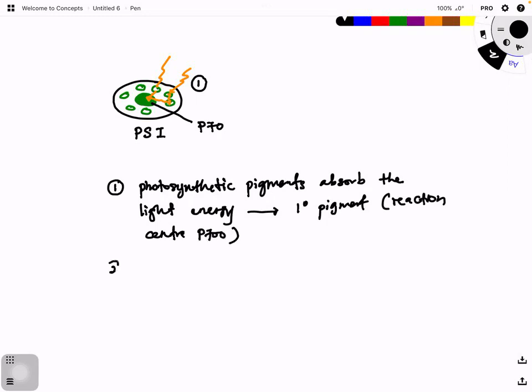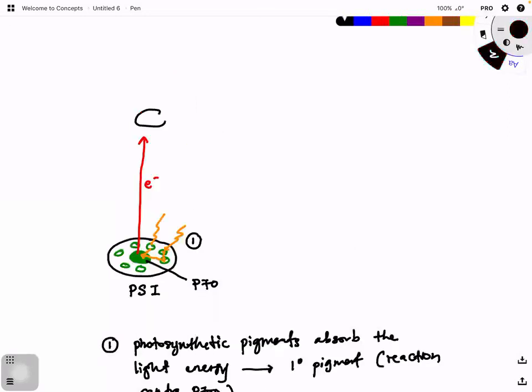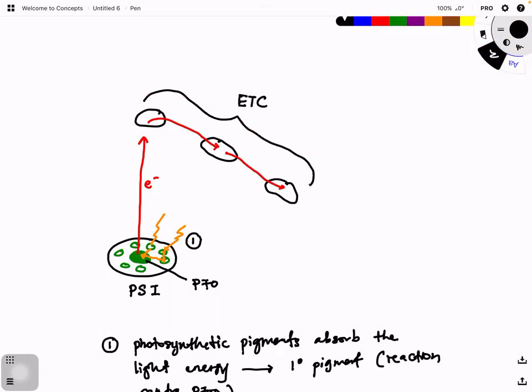So what is the effect here? Number 2, you have the photo excitation of electrons. It means that the electrons now have higher energy. It means the electron actually jumps up. Are you clear? So this electron will pass through a series of electron carriers, from one electron carrier to another. This part we call the ETC. So this is process number 2.